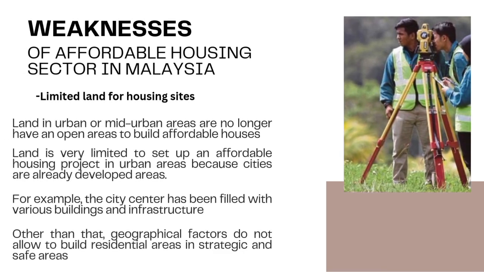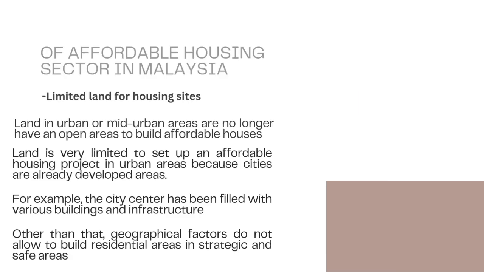Next, the second point for weaknesses is limited land for housing sites. Land in urban or mid-urban areas no longer has open areas to build affordable houses. Land is very limited to set up an affordable housing project in urban areas because cities are already developed areas. For example, the city center has been filled with various buildings and infrastructure. Other than that, geographical factors do not allow building residential areas in strategic and safe areas.